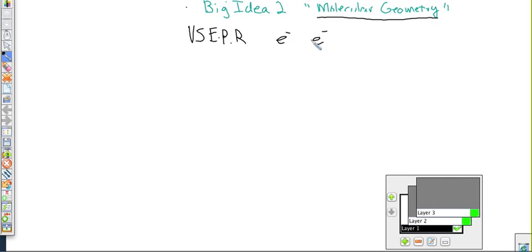Right, because both of them being negative, they tend to repel each other, right? They don't want to have anything to do with each other. They're just, ew, get away from me, you're negative. All right, so anyway, they're just moving as far away from each other as possible.